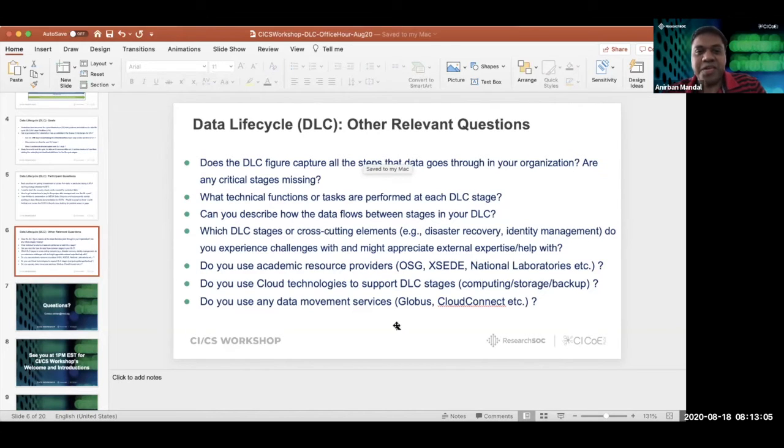So I guess to get it started, I'll just go with the first question. For whatever facility or organization you're representing, do you think this data life cycle figure captures all the steps that data goes through in your organization? Do you think any critical stages are missing? I know it's early in the morning. Somebody can get it going.